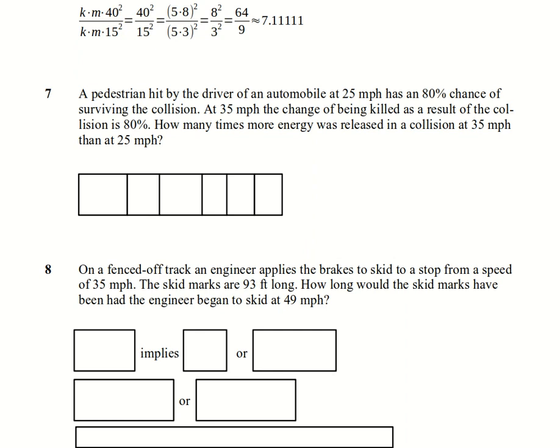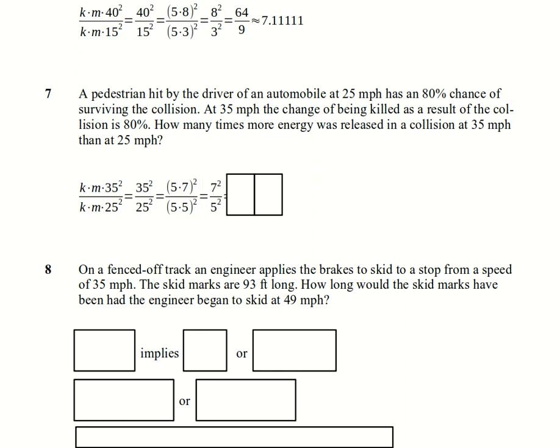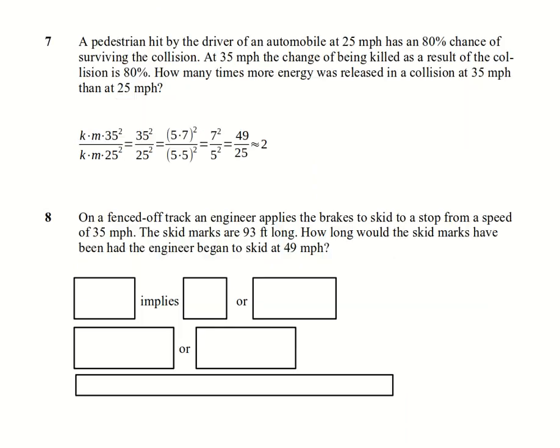How many times more energy was released in a collision at 35 miles an hour than 25 miles per hour? Again, we're going to go through that. We're assuming the same road conditions, same mass of the vehicle. We're going to go through and factor out those 5. So 5 times 7 upstairs, 5 times 5 downstairs. The 5 squareds cancel. So we're left with 7 squared over 5 squared. These numbers are really nice. 7 squared is 49, real close to 50. And 5 squared is 25. 50 divided by 25 is 2. So this is really close to 2.